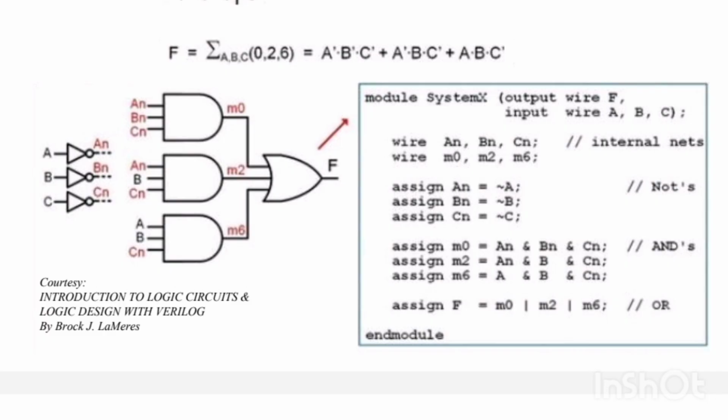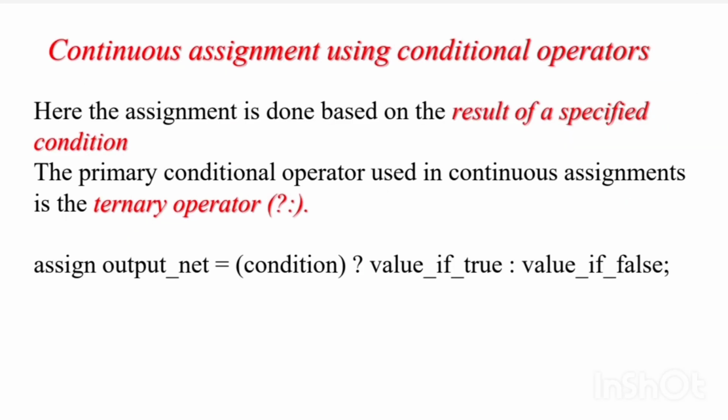So you will be able to find assign AN equal to, assign BN equal to, assign CN equal to. Then you will be able to find that is for NOT gates, creating NOT gates. Then assign M0, assign M2, M6, everything shown over there. That's for 3 input AND gates, 3 numbers of 3 input AND gates. Combining using an OR gate, we will be getting the final result. That is, assign F equal to M0 or M2 or M6. So that's it.